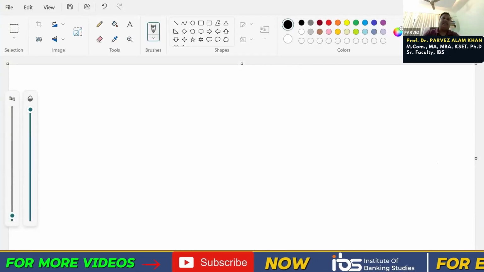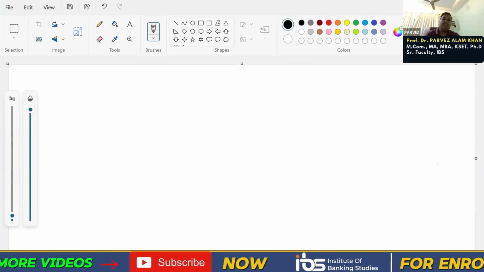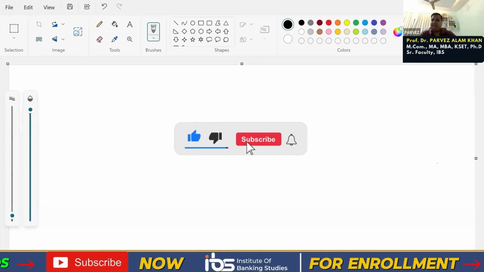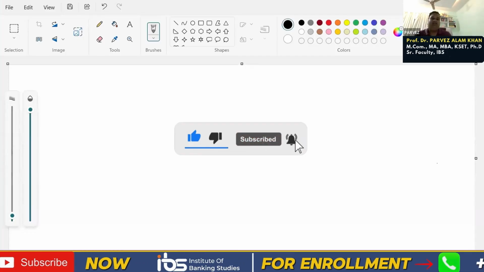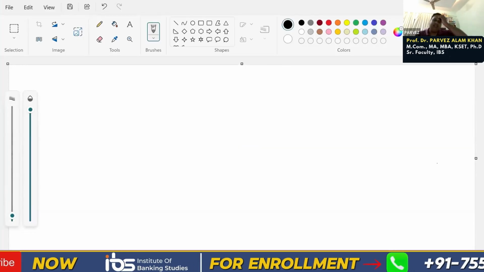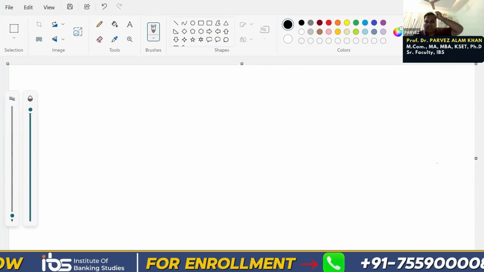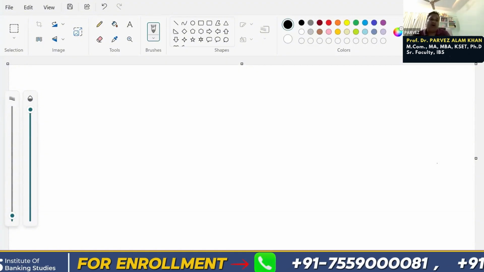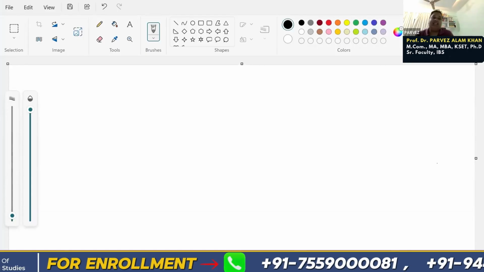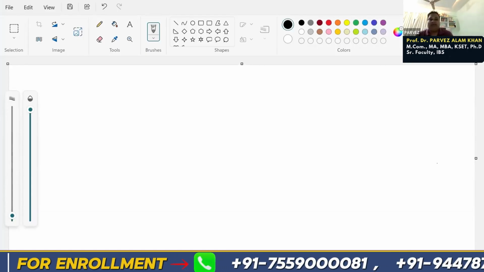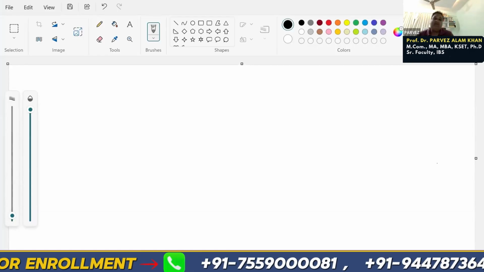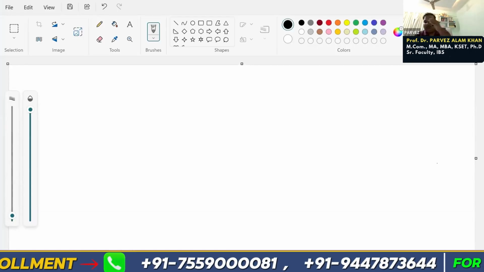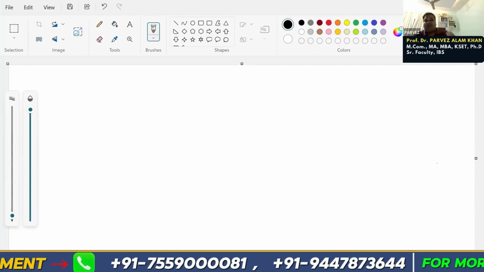So what exactly do we do in ratio analysis? Basically, ratio analysis is a tool of analysis and interpretation of financial statements. So how can we analyze and interpret financial statements? Why are we analyzing and why are we interpreting? To find out the financial position or the stability of the company, right?